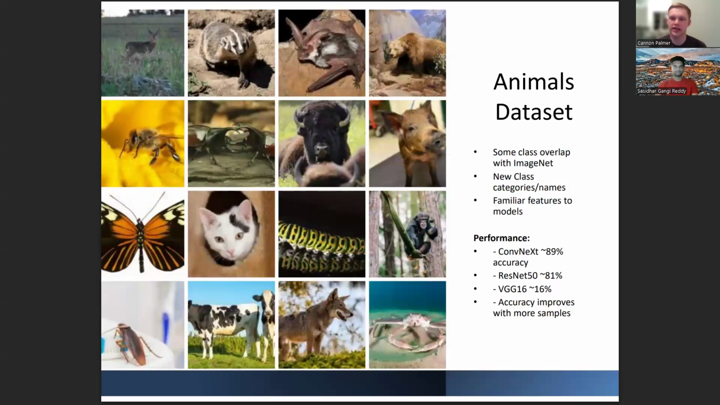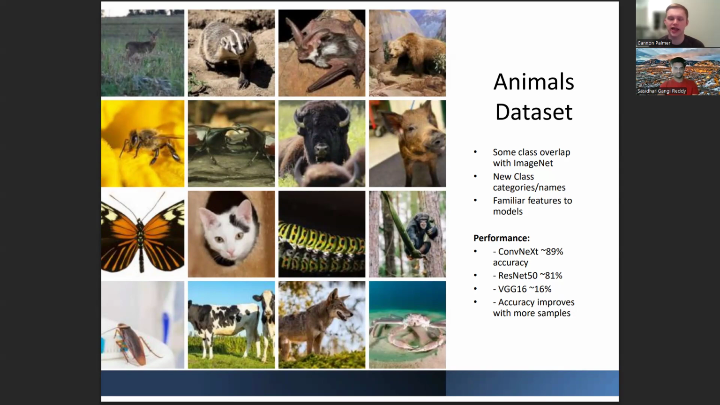Our first dataset was the animals dataset. This was the least complex dataset for our models because a lot of the classes overlapped with ImageNet. None of the images were the same as ImageNet images. However, their features were familiar to the models. This could be seen in the high accuracy that our models ConvNeXt and ResNet 50 had. Meanwhile, VGG16 did not perform as well.